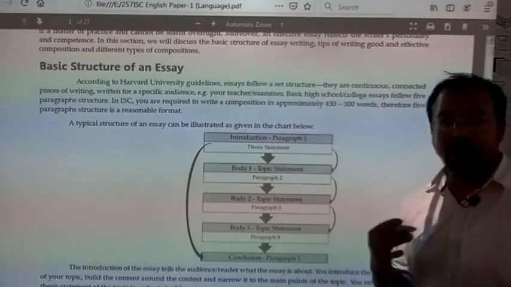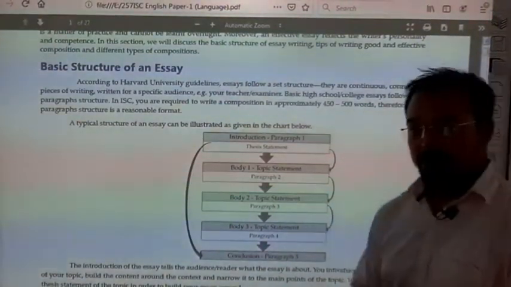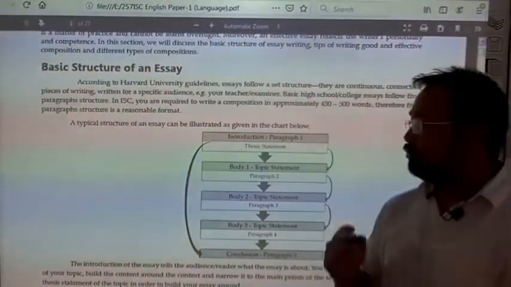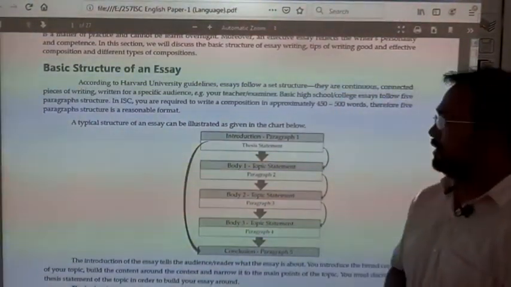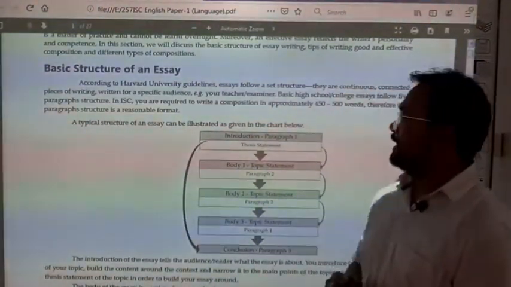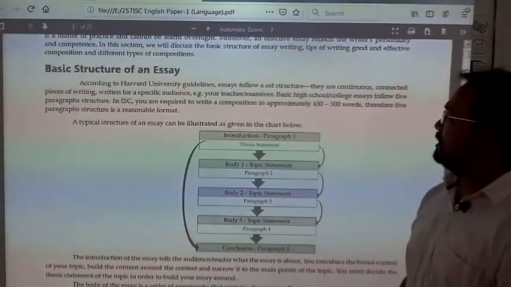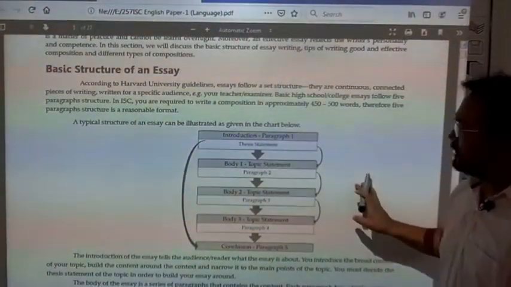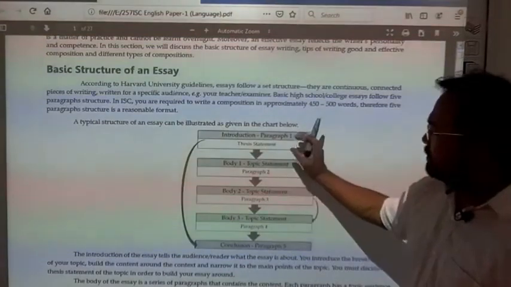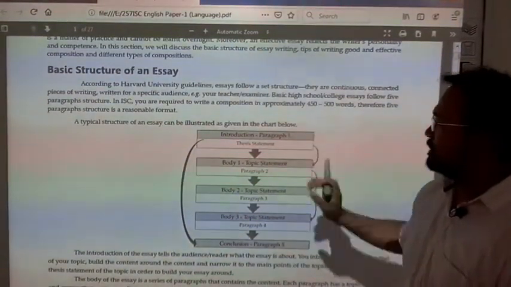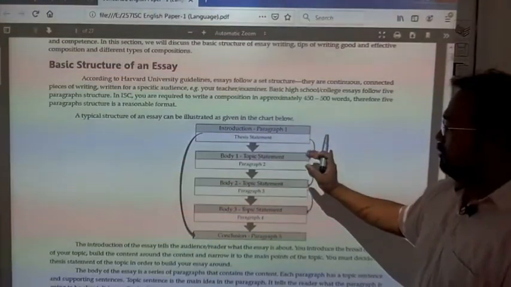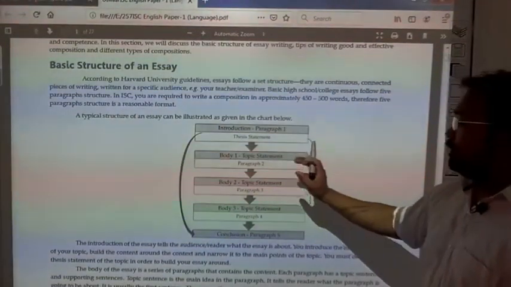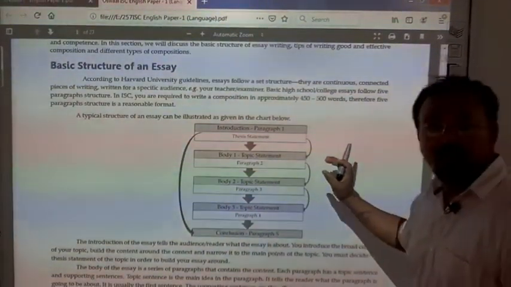So when you start writing compositions, you need to follow this 5-paragraph format. Okay, a typical structure of an essay can be illustrated as given in the chart below. So you can see the chart here. In the first paragraph, what do you write? Introduction. Okay, second paragraph, that is body 1, you will write a topic statement, what the question has asked you.